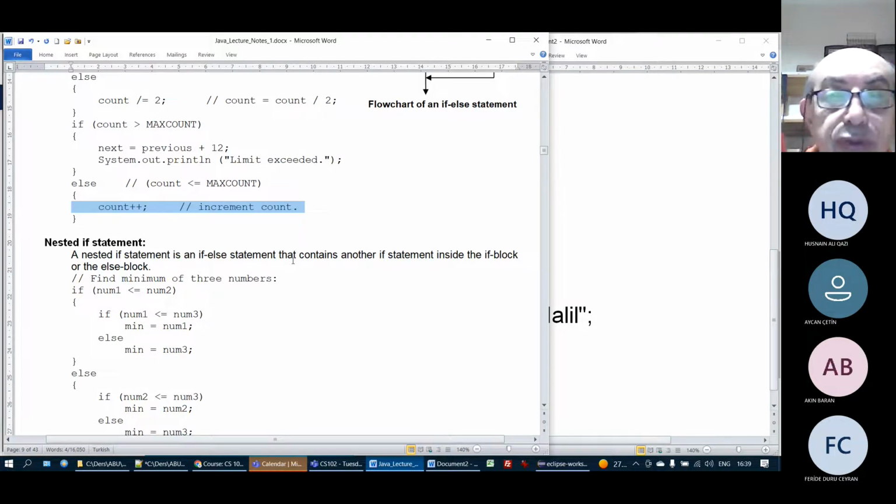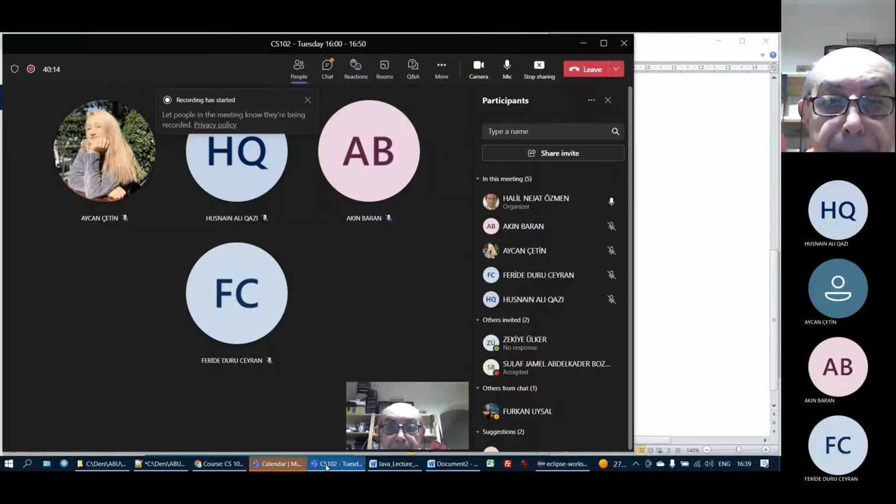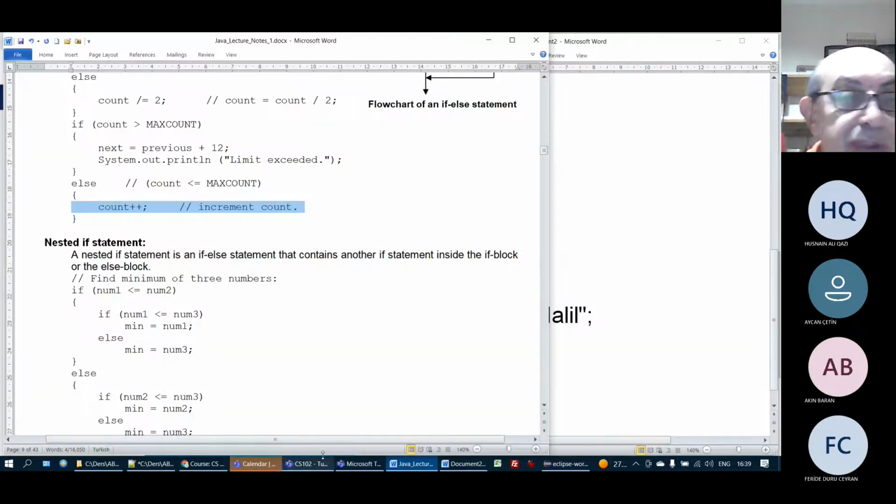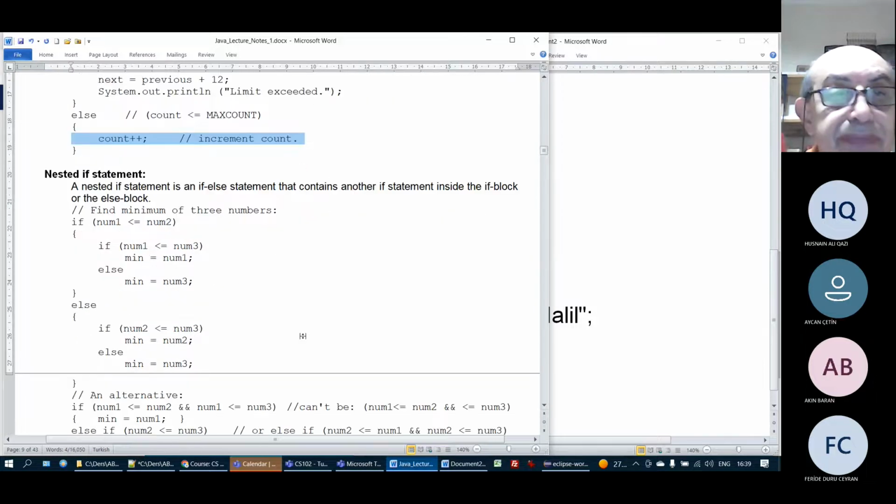Is this understood so far? Any questions? This is quite similar to Python if statements.